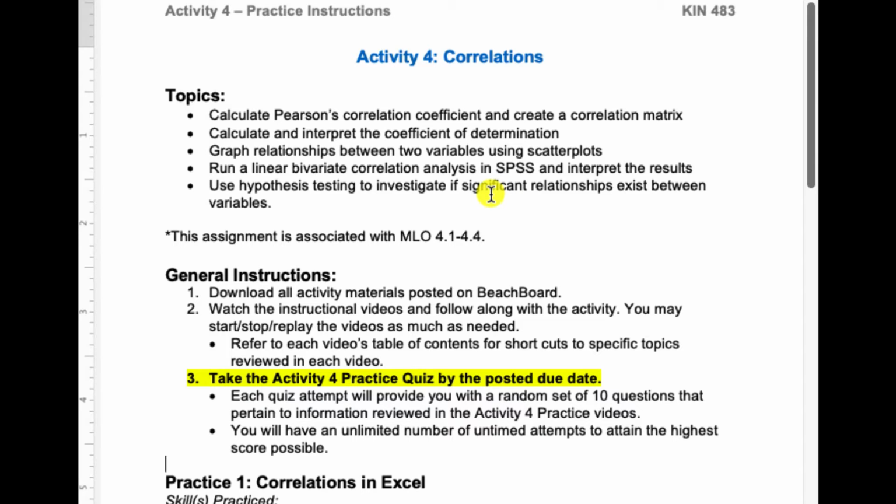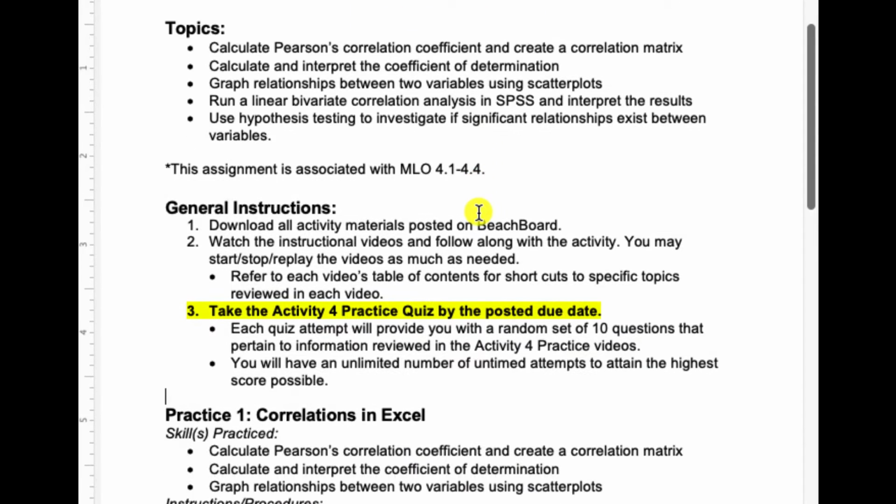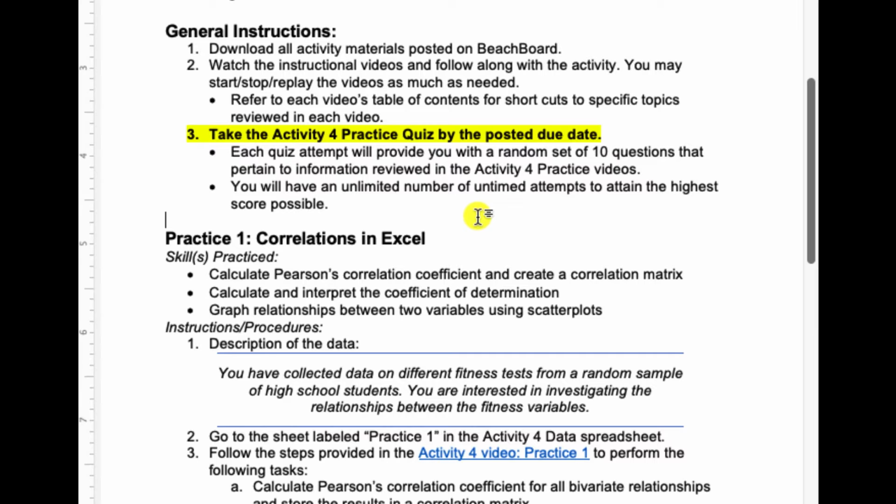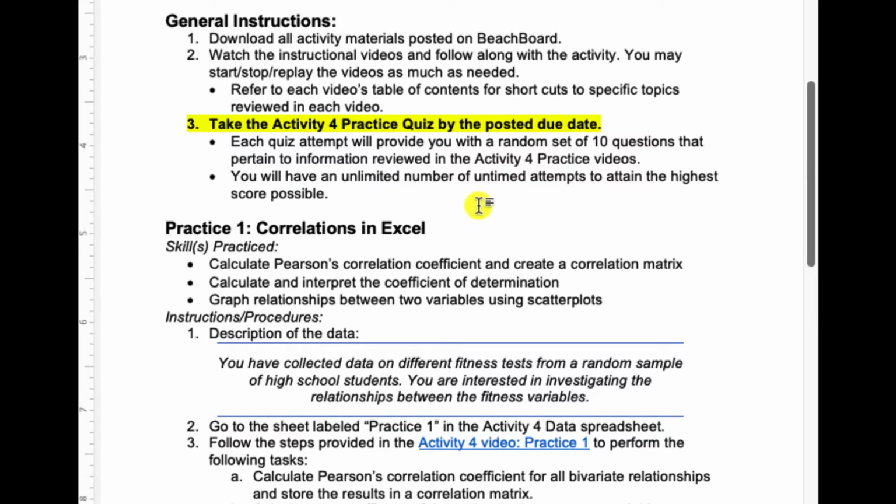We will be doing some graphing of scatter plots. We've done this before in Excel a couple activities ago, but I also wanted to show you how to use the chart builder in SPSS so that you can build graphs in SPSS if you want to do that instead of Excel. Our general instructions for the activity are pretty much in line with what you've seen before. So after you're done with the practice videos, you can go in and take the quiz that's associated with this activity.